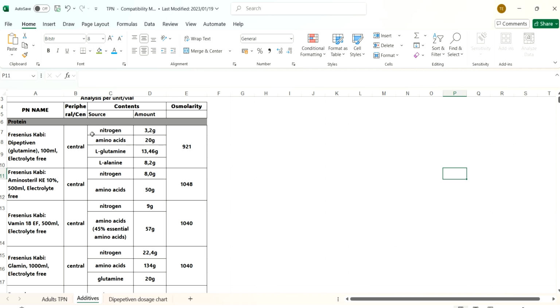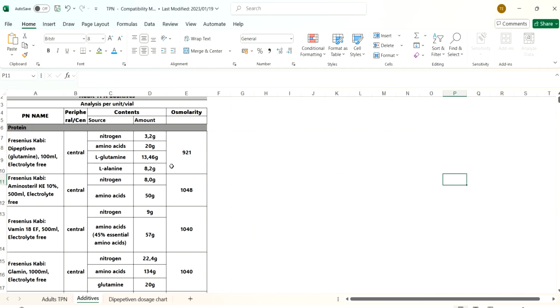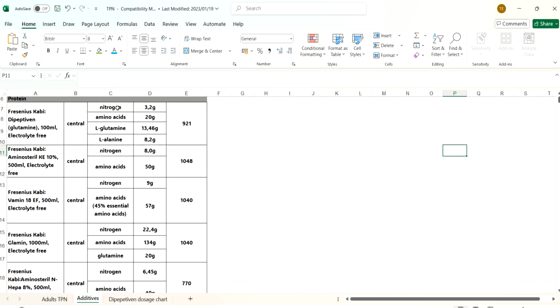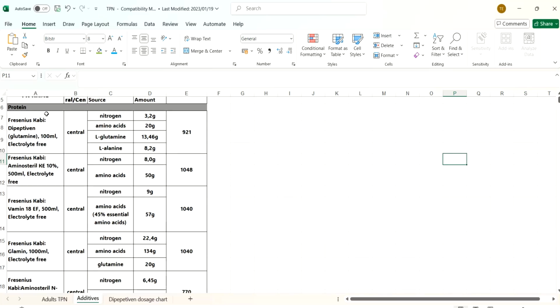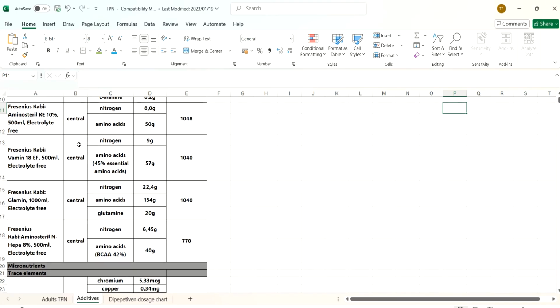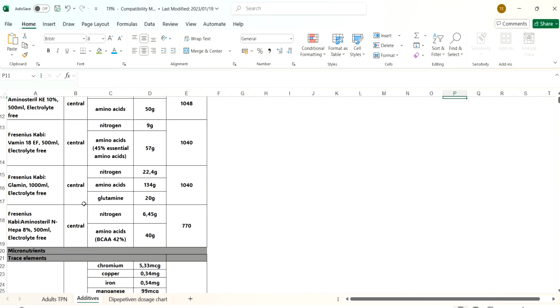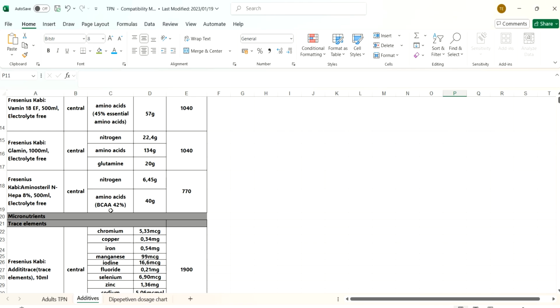What does it contain? So the source, so I've indicated here all the amino acids, the specific ones that are detailed on the product sheet that the companies give you, the amounts as well, osmolarity. It is important. So this analysis is per vial or per unit that it comes in. So under the protein category, it's all of the amino acid products, glutamine, etc. And then things of interest, for example, this one has branched chain amino acids. When I look at branched chain amino acids, I think about liver disease conditions.